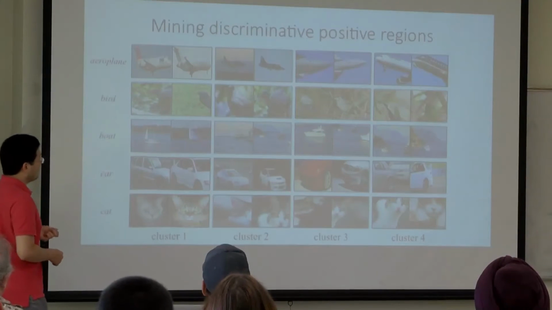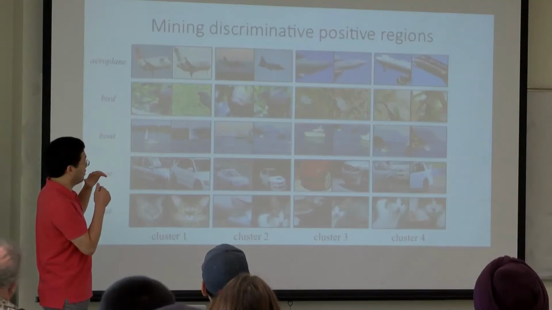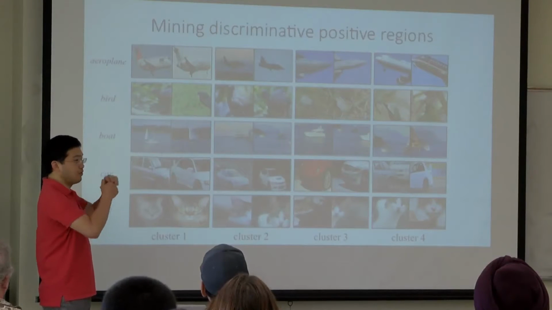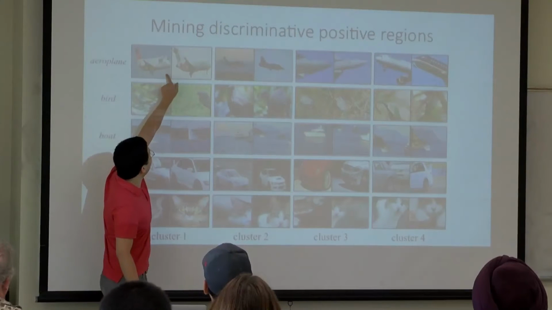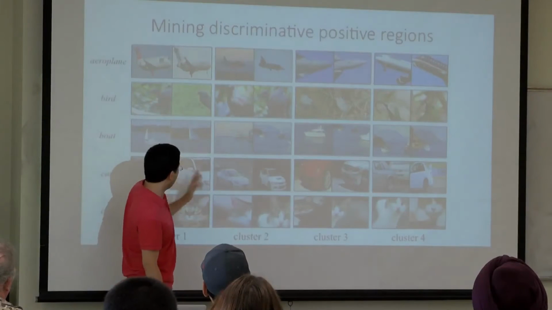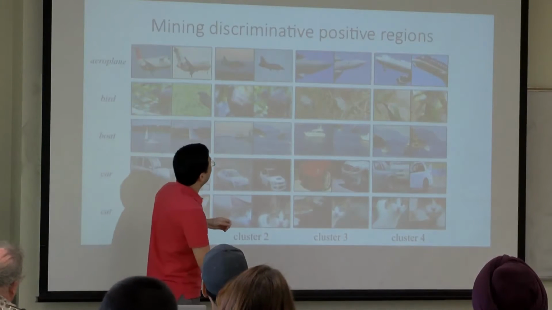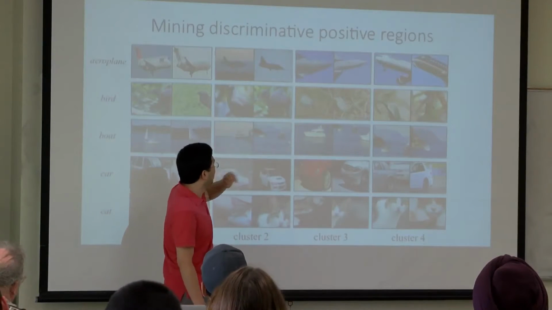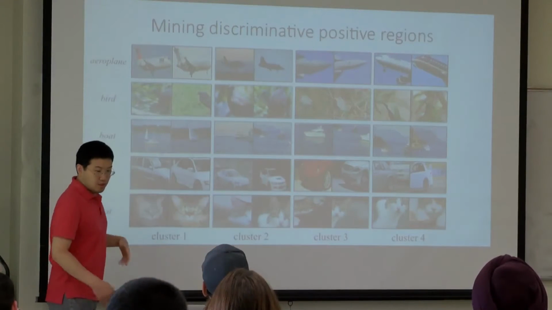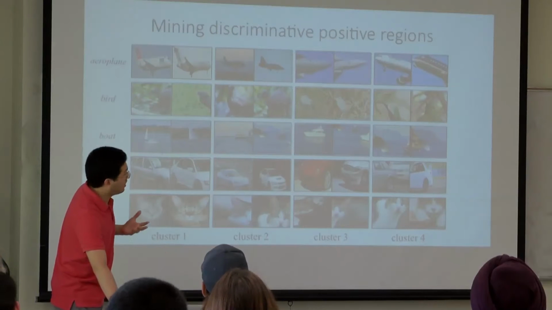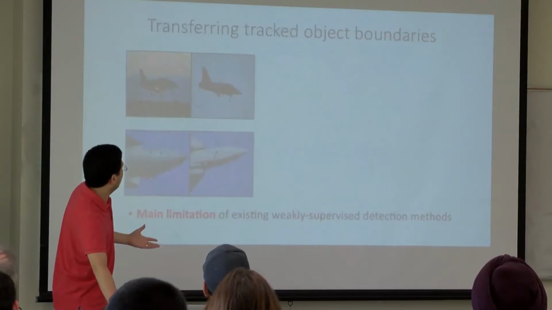But you can also see that in many cases, the discovered regions don't fully and tightly cover the object of interest. This is a good example where it does happen, but in many cases it's going to be just the cat face instead of the whole body, just the tip of the airplane. This one includes the water with the boat, and so on. So this is the main limitation of existing work in weakly supervised object detection.